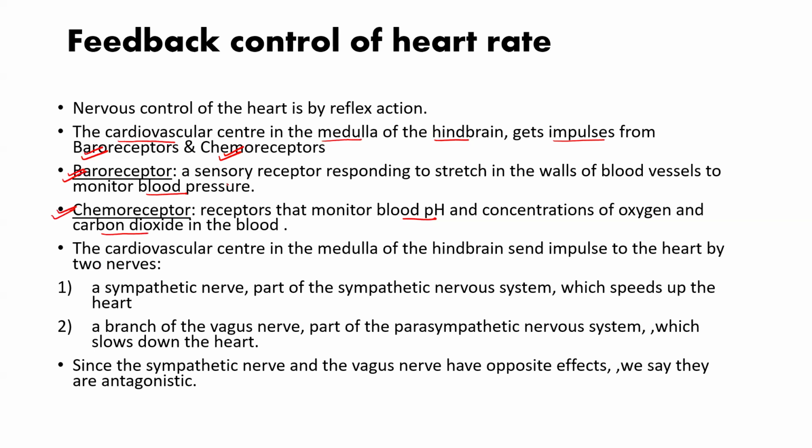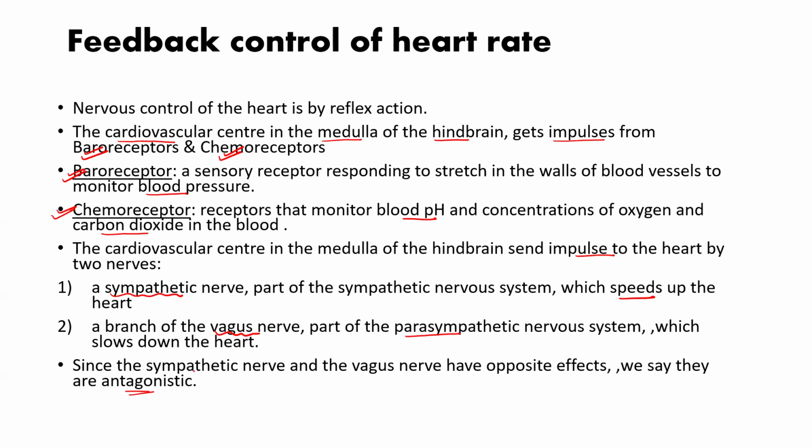After getting the impulse from these receptors, the cardiovascular center will send the impulse to the heart through two nerves. One is the sympathetic nerve, which will increase the heartbeat, so cardiac output will increase. Another is the parasympathetic nerve, that is the vagus nerve, to decrease the cardiac output. So both the nerves, one is working to increase, another is working to decrease. So we'll say they are antagonistic to each other.